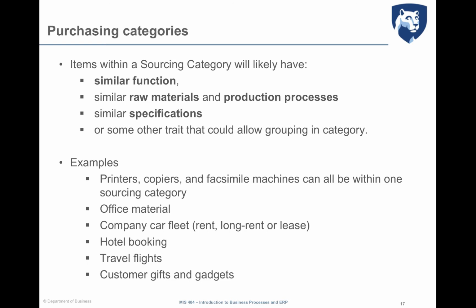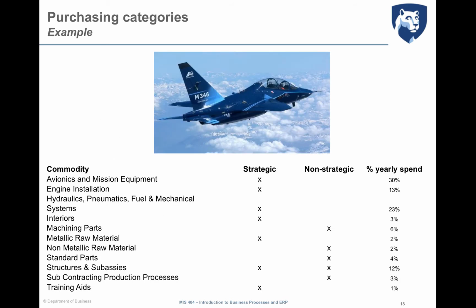All that is related to fleet acquisition for employees can be car fleet purchasing. Hotel booking, travel flights can be travel management. So you can realize the purchasing category travel management. Customer gifts and gadgets can also create another purchasing category. Here you see an example.